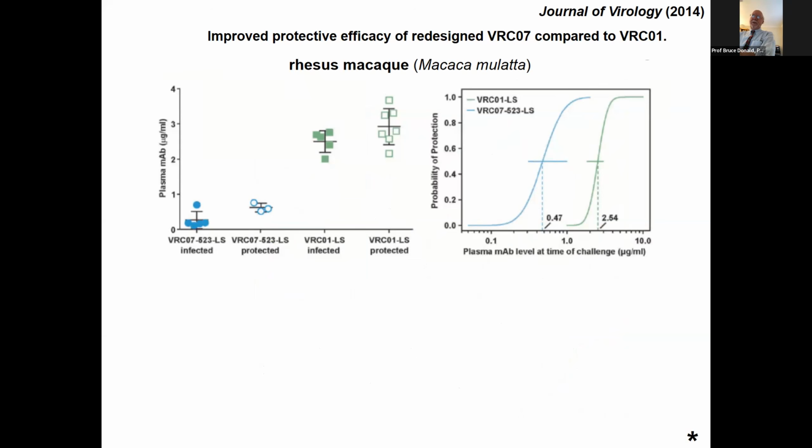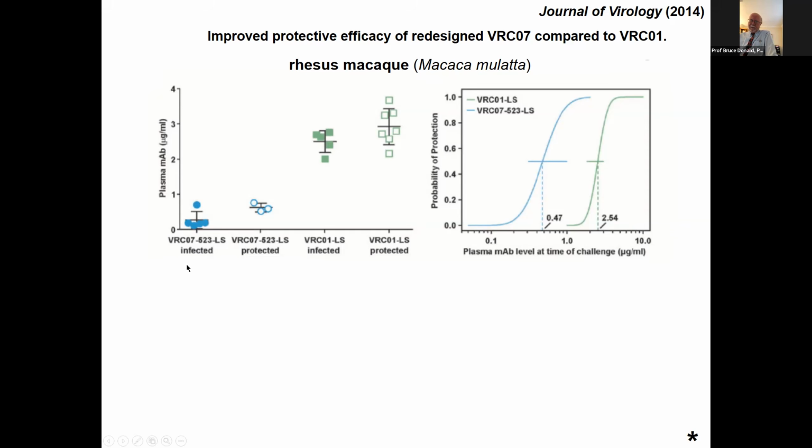In these experiments, you take monkeys and rectally challenge them with simianized HIV, which is a simian form of HIV. And then you see how much the antibodies will protect. So you inoculate with the antibodies and you later challenge them with HIV. So the protection you get with VRC01, the original antibody that Evelyn and people on his team discovered, you can see the kind of concentration needed here.